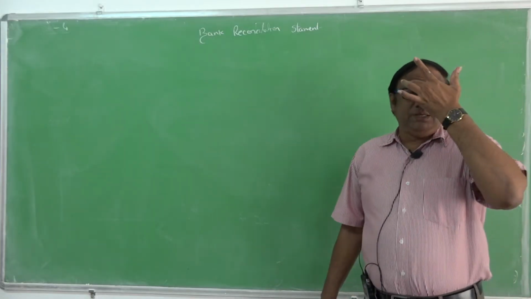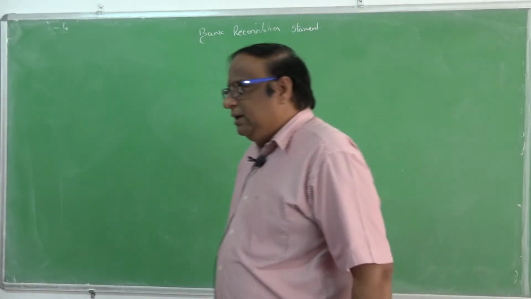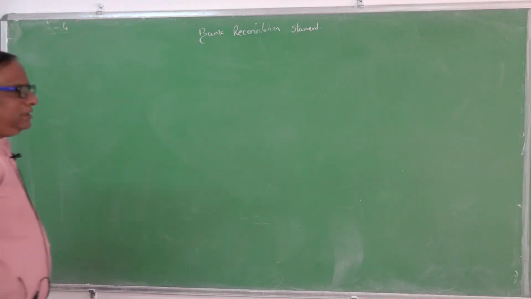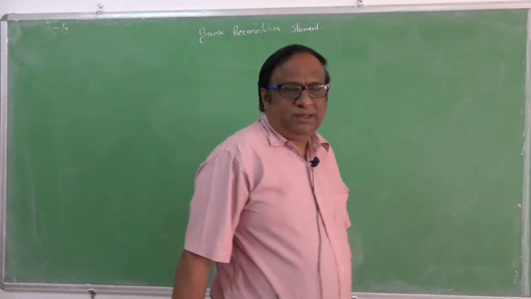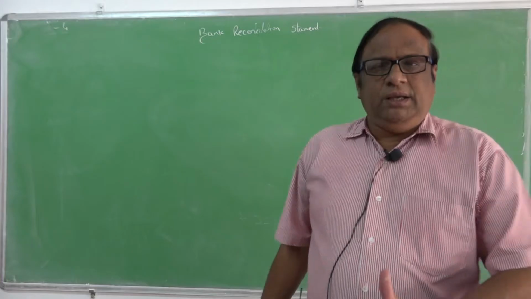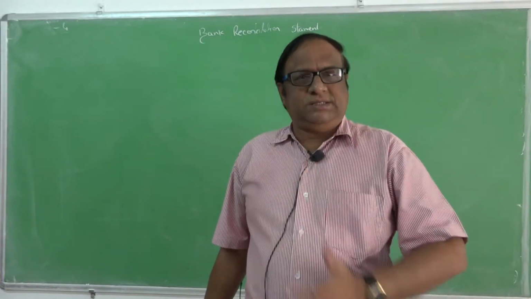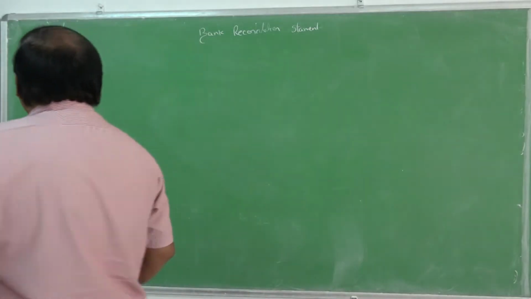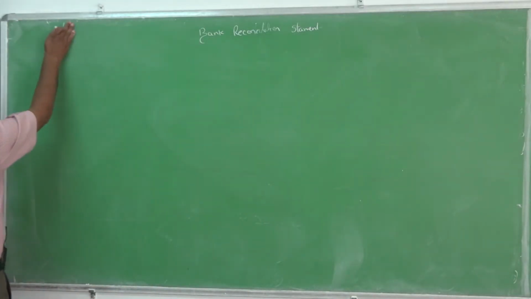Now the passbook is a book given by the banker. In the passbook only the banker will record the transactions. In the cash book the accountant will record the transactions. What is the importance of the bank reconciliation statement? All of that I had explained in our previous class. Now I am going to start a problem, and along with the problem I will explain again.